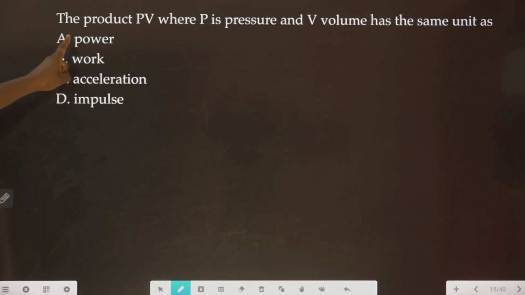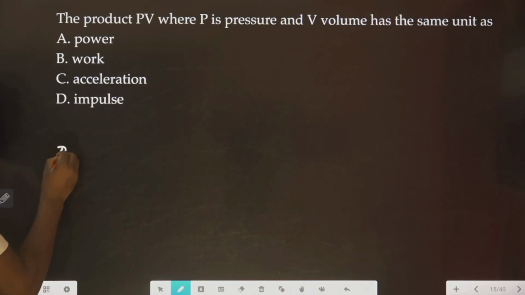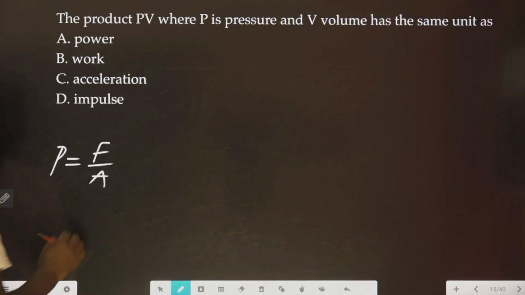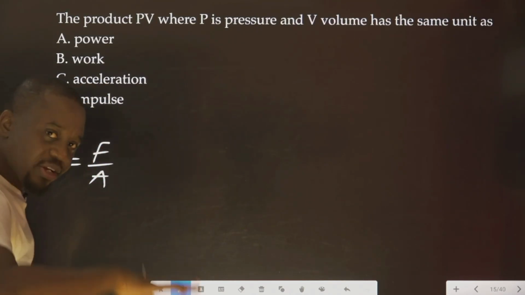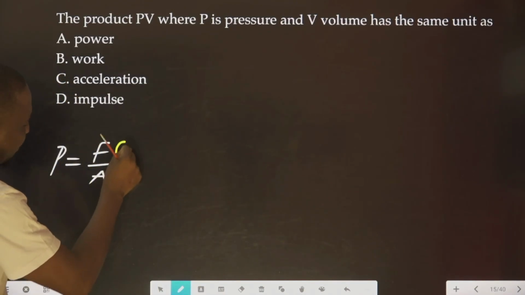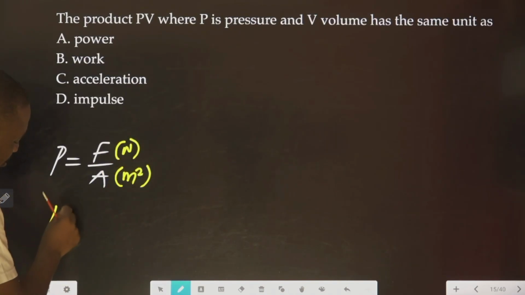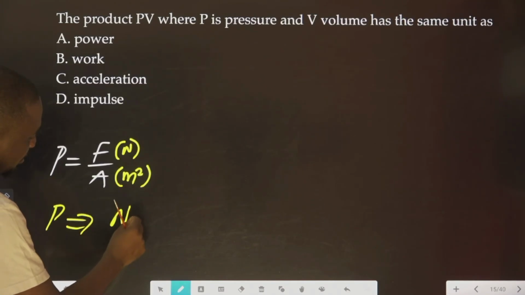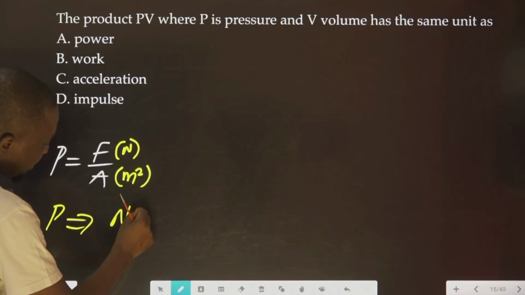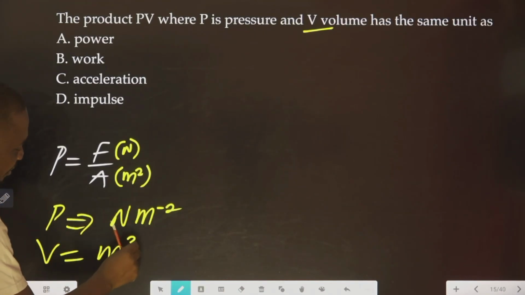Let's look at this. It says the product PV, where P is pressure and V is volume, has the same unit as any of this. Let's investigate. What is pressure? Pressure is force over area. The force exerted on the surface over the area. Okay? What is the unit of pressure here now? You agree with me that this is Newton. This is what? Meter square. It therefore means that the unit of pressure is Newton per meter square. That is Newton meter raised to power minus 2. You agree with me volume is meter raised to power 3.